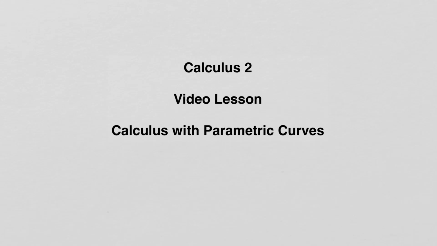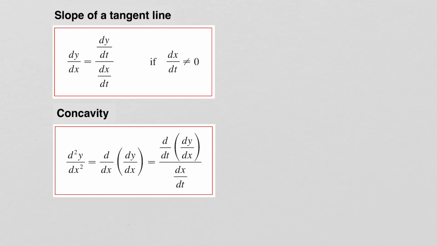Calculus with parametric curves. First, let's talk about how to get the slope of a tangent line when given parametric equations. Suppose we have the parametric equations x equals f of t and y is equal to g of t. And we will also assume for the time being that y is some function of x.